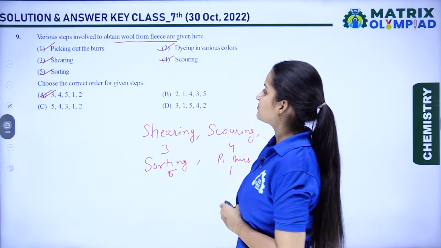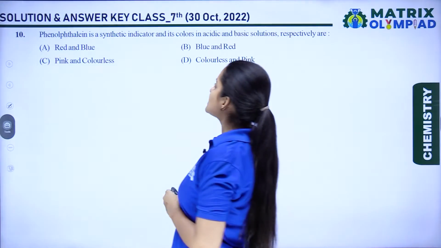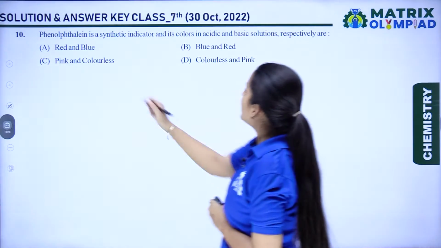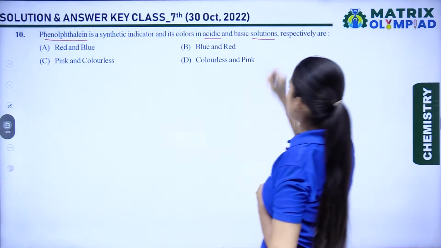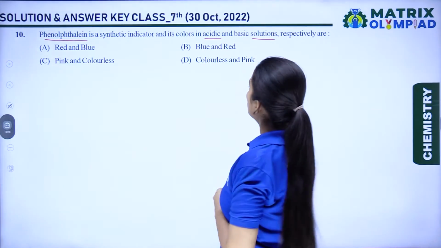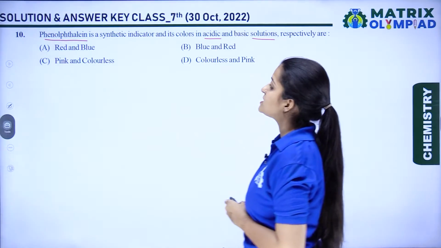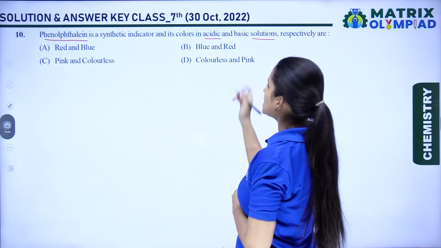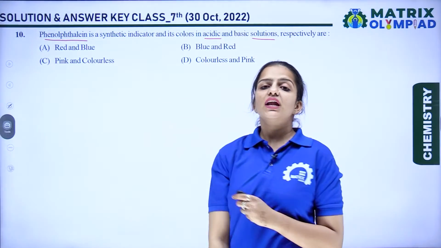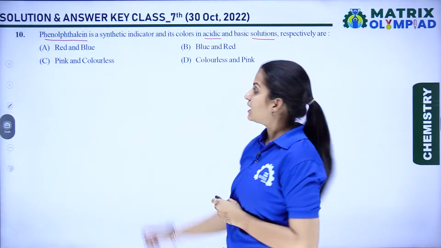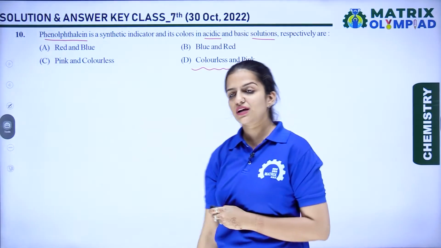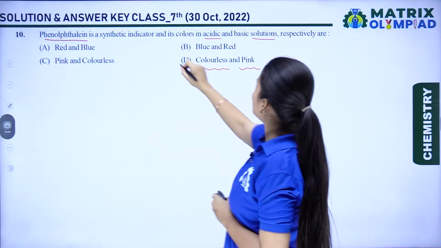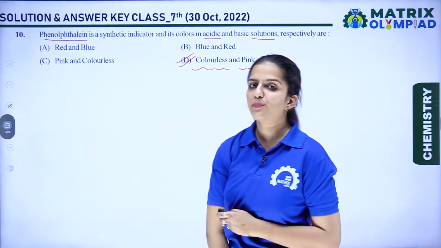Next question is, phenolphthalein is a synthetic indicator and its color changes in acid and basic solution. Option A, red and blue, option B, blue and red, option C, pink and colorless, and option D, colorless and pink. Phenolphthalein in acidic solution remains colorless, and in basic solution gives pink color. So here option D is correct, colorless and pink.